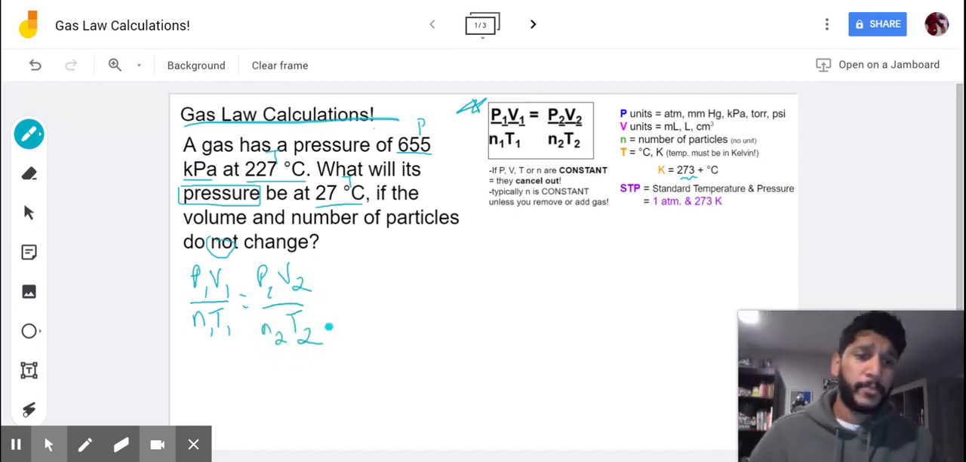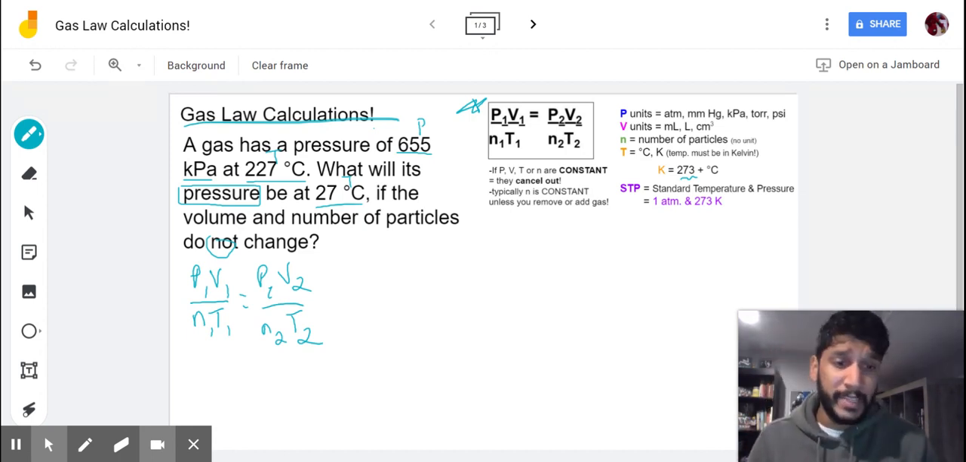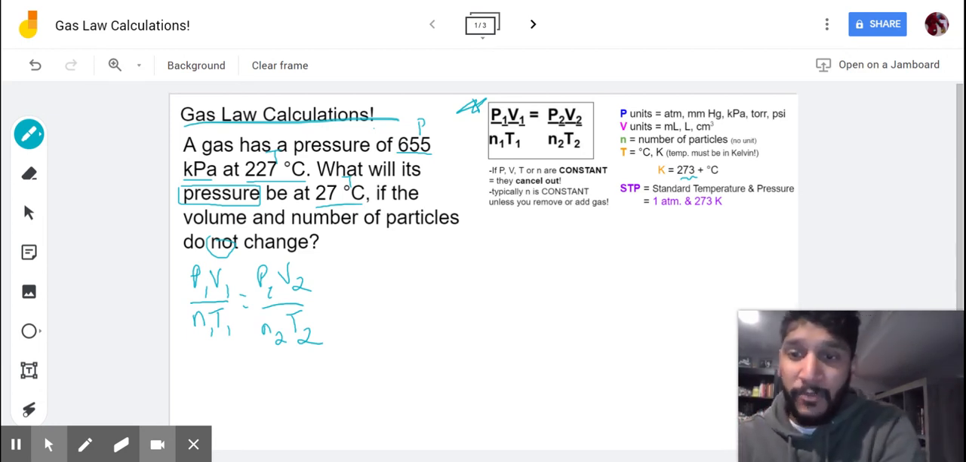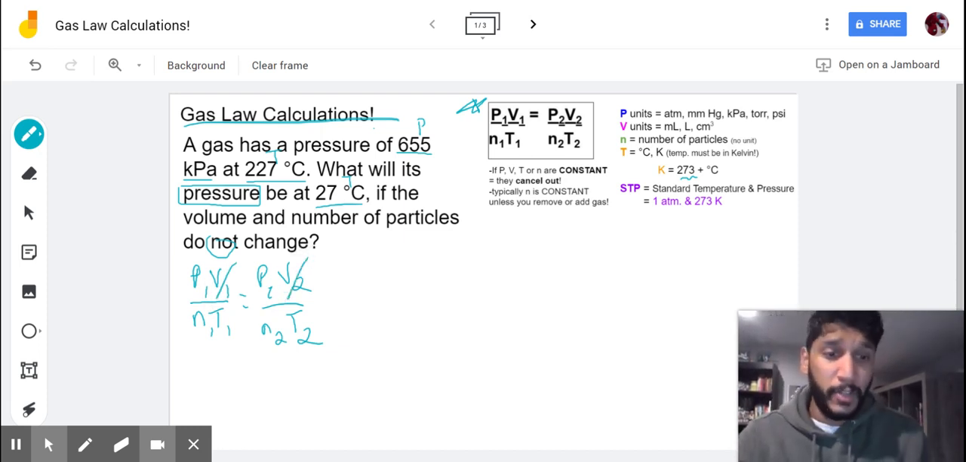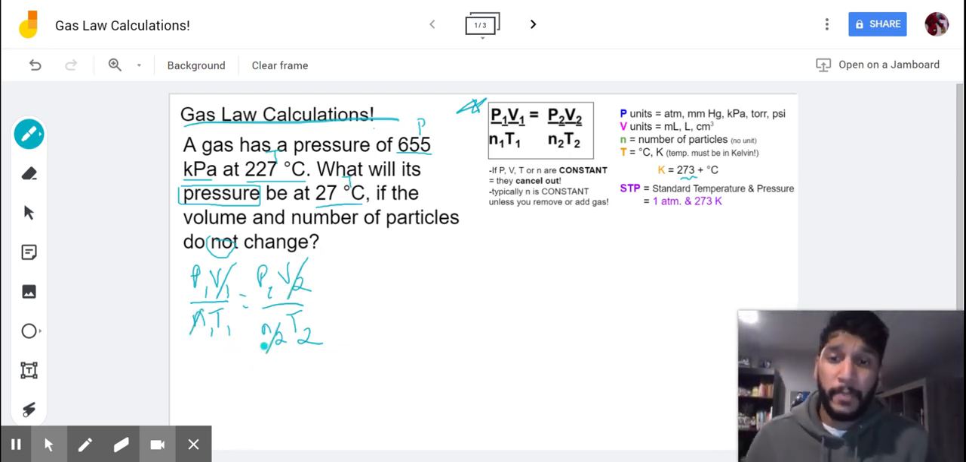Sometimes some conditions stay the same. If something's staying constant, and we have two of them on opposite sides, we can cancel them out. So we can cancel out V1 and V2, and we also have number of particles, so we can cancel out N1 and N2. In this problem we're looking at just pressure and temperature, so we have P1 over T1 equals P2 over T2.